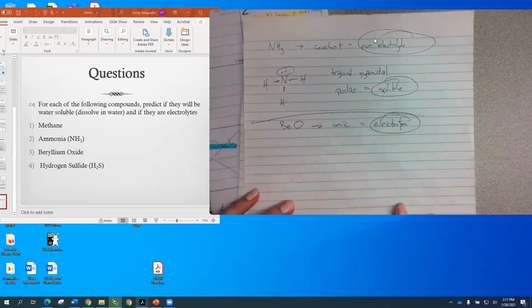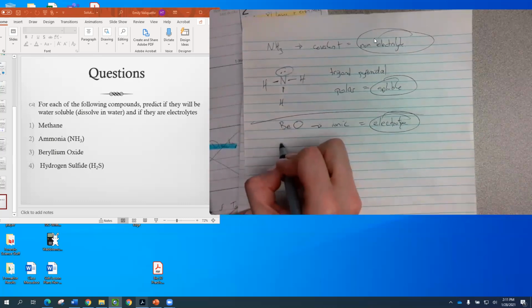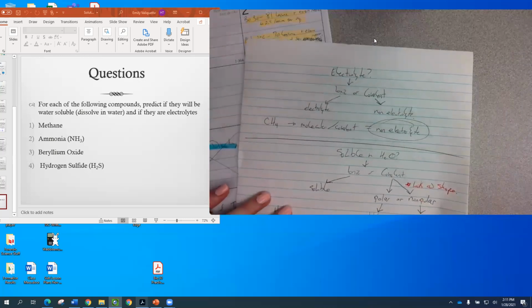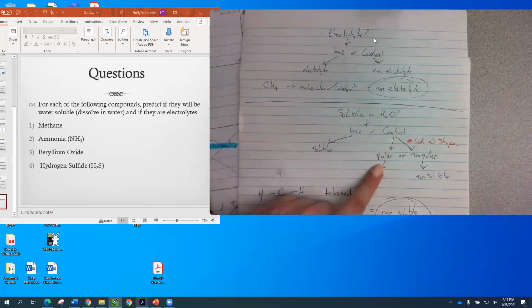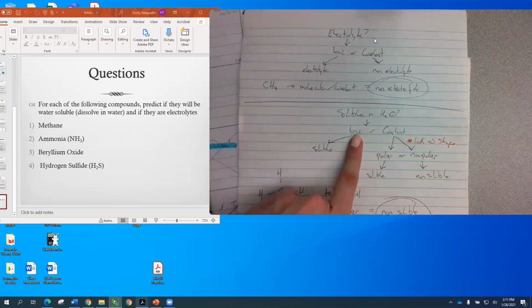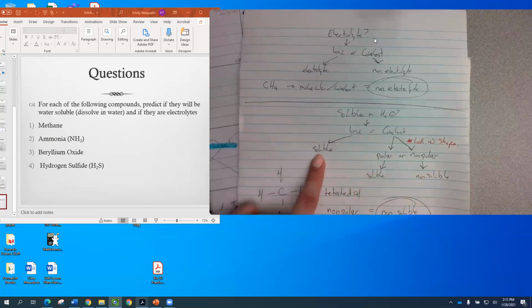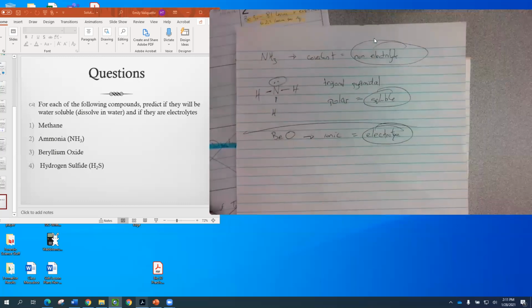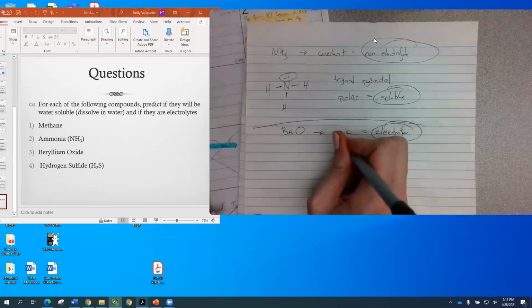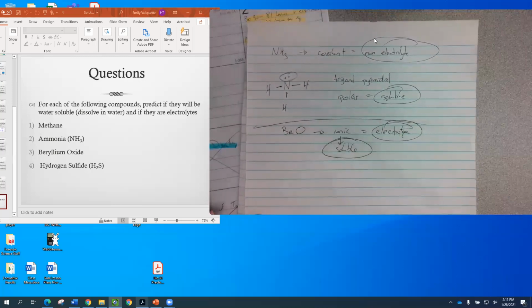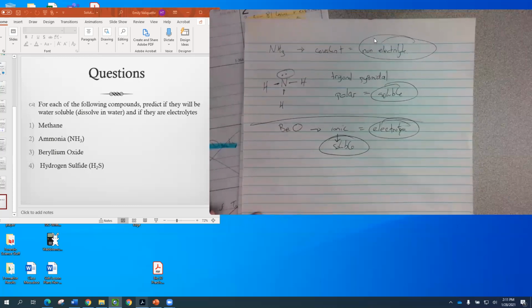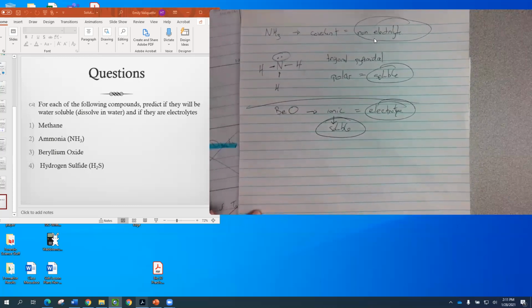Okay, and then I don't even have to draw this one out. If I go back to my lovely charts here, I only have to look at the shape if I'm looking at a covalent molecule. If I'm looking at an ionic molecule, I know right away that it's soluble. So ionic also tells me that it's soluble. Okay, and the last one here is actually a bit of a trick question.